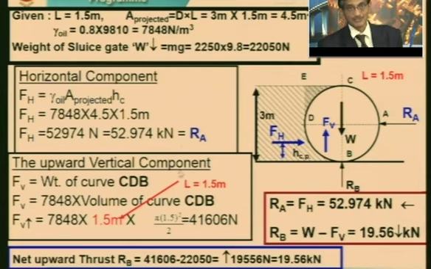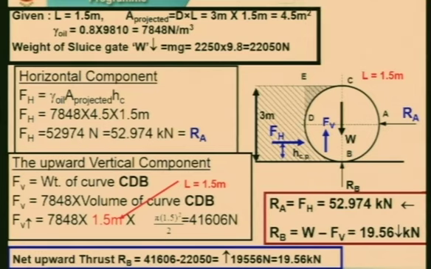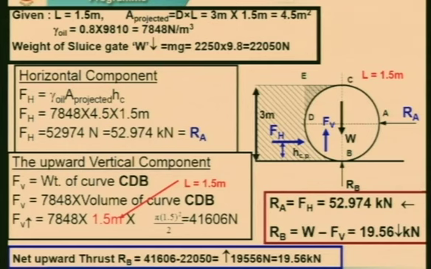Now the upward vertical component. Now we would like to know the upward component, which relates to Rb. Fv is equal to the weight of the curve CdB. Whatever this weight is, we need to calculate for CdB. Mind it well, the oil is only on one side. So I will take this portion only, half of the circle, which is a semicircle. A semicircle is nothing but pi r square by 2. What is the diameter I have given to you?